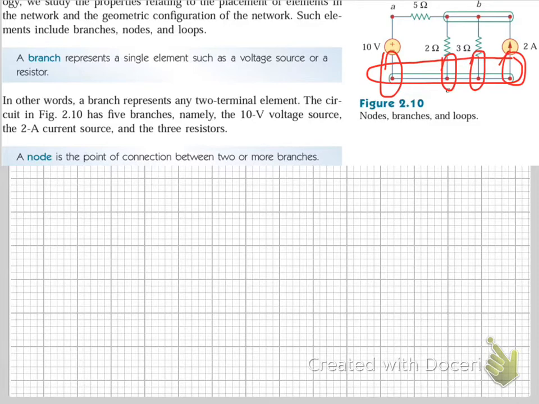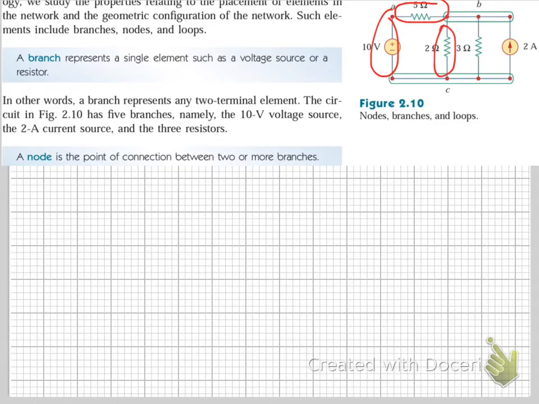And then on the opposite side of a node is your branch, right? So your branch is a single element. So that's a branch, that's a branch, that's a branch, that's a branch, that's a branch, right? So those are your branches. That's the difference between a branch and a node.